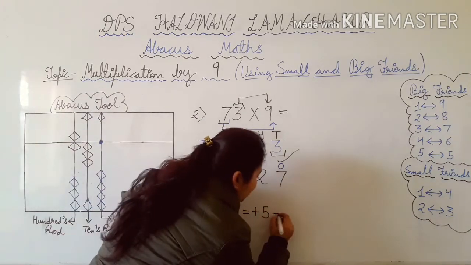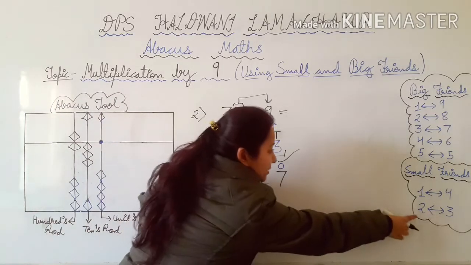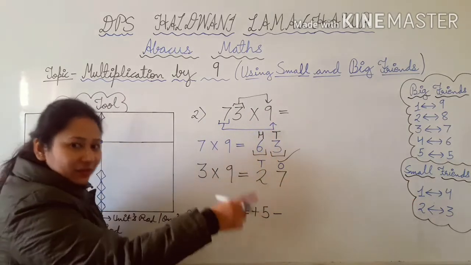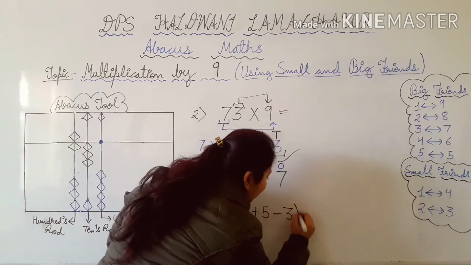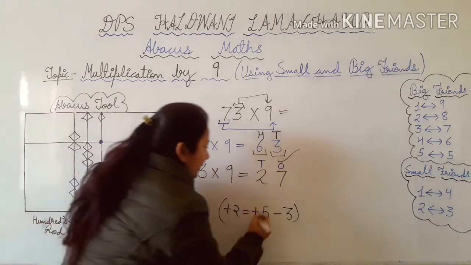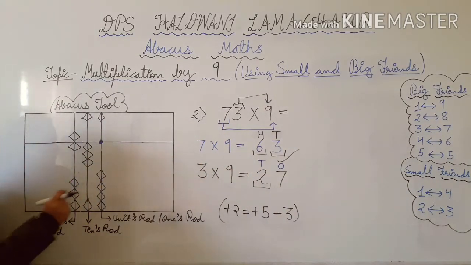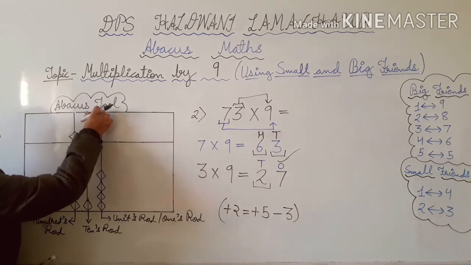And what you have to subtract? You have to subtract the friend. Now who is the friend of 2 in small friend? See? 3. So you will subtract 3. And this is your formula. So you have to apply this formula for adding 2 in this tens row. Now first of all, add 5.